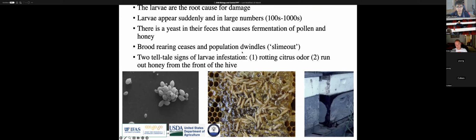So the larvae, as I mentioned earlier, are the root cause for this damage. On the bottom, in the middle, you can see an image of what these larvae actually do. They appear very suddenly and in large numbers, often in the hundreds or the thousands. And there's this yeast intimately associated with the feces of the small hive beetle called Kodamaea ohmeri on the bottom left. And Kodamaea ohmeri causes the fermentation of the sugars within pollen and honey. And this fermentation releases a volatile odor compound called isoamyl acetate. And isoamyl acetate is a honeybee alarm pheromone. Once isoamyl acetate is released from the hive, it serves as a calling signal essentially to other beetles in the vicinity of the hive. And so once this event occurs, these larvae appear very suddenly and start defecating. This is termed a slime out.